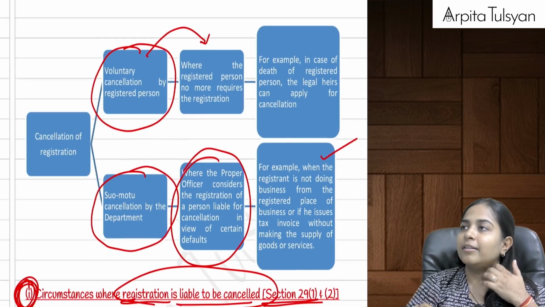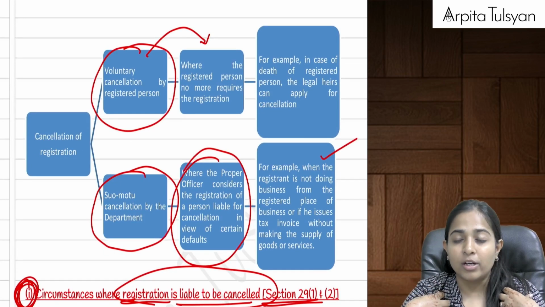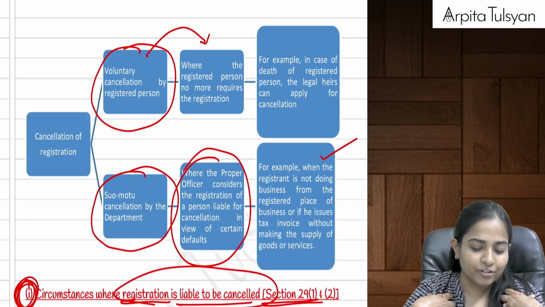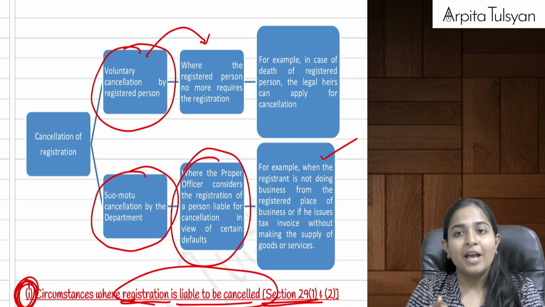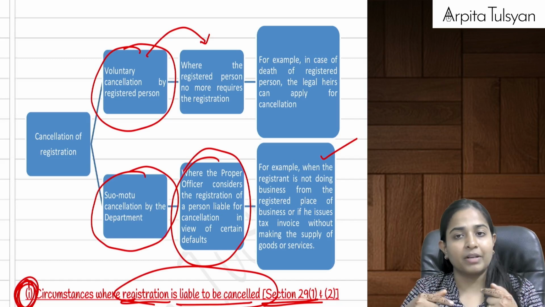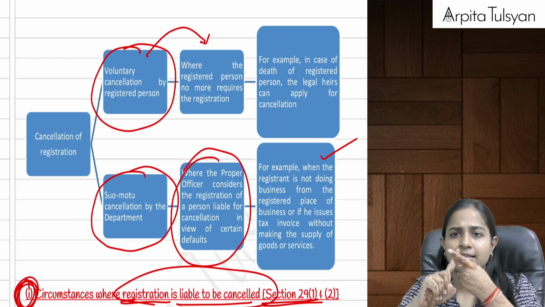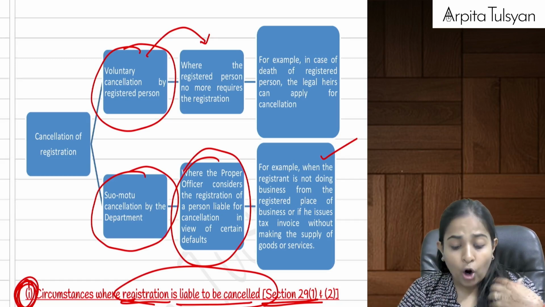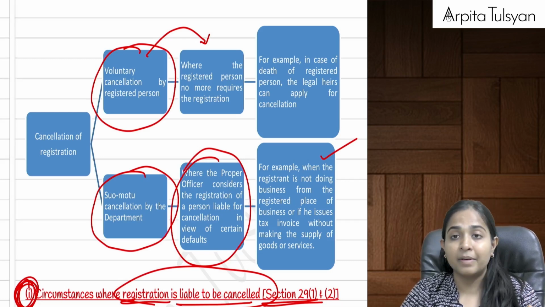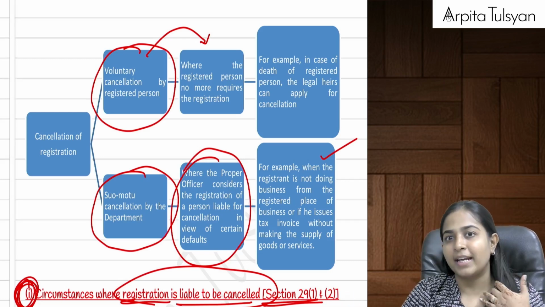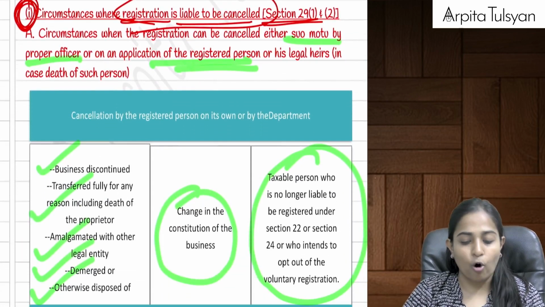Okay, now first of all, the cancellation can be of two ways. Either it will be voluntarily cancelled. I will go and voluntarily make an application to the department that I wish to cancel. Okay, maybe there is a change in constitution of business, proprietorship to partnership, or maybe there is death of any particular registered person. In all such cases, the registration can be voluntarily cancelled, or it can be suo moto cancelled by the department also, when the department has reasons to believe that you were involved in some contraventions. Then in that case, your registration can be cancelled that way also.